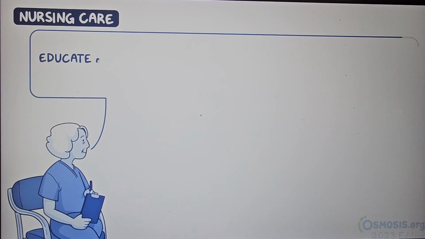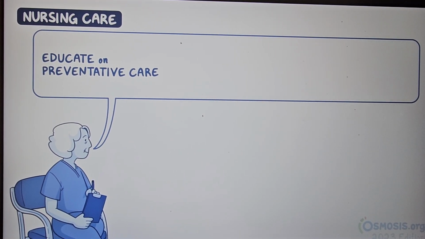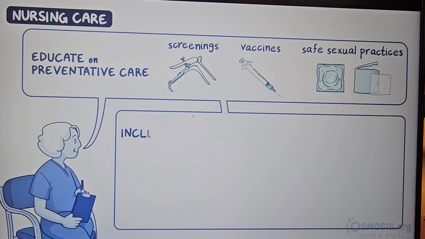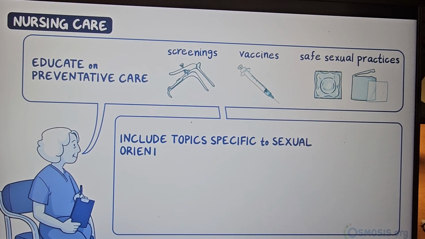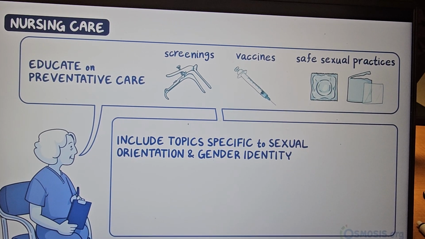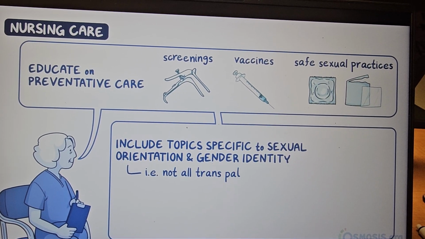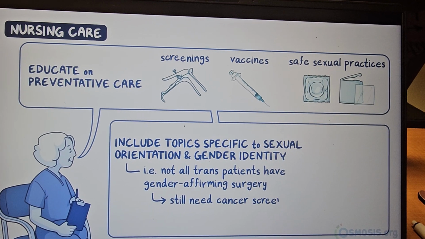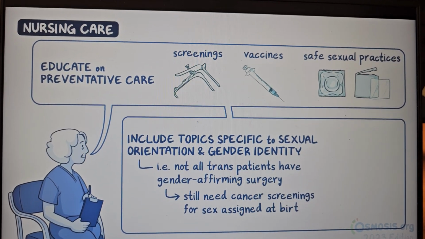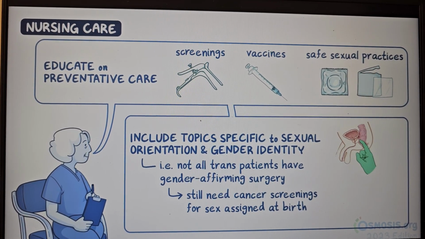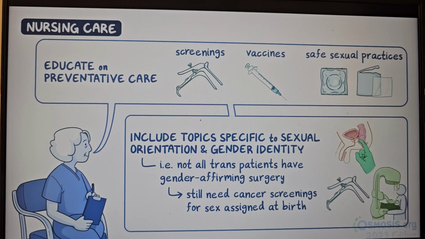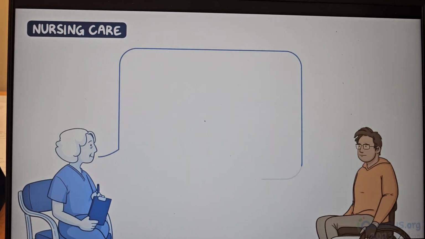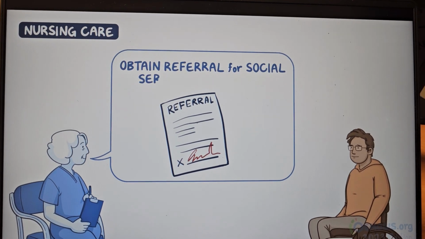Now, you'll also educate your patient on preventative care regarding screenings, vaccines, and safe sexual practices. Be sure to include topics that are specific to their sexual orientation and gender identity. For example, not all patients who are transgender have gender-affirming surgery, so your patient may still need cancer screenings recommended for their sex assigned at birth, such as regular prostate exams, pap smears, and mammograms. Finally, remember to obtain a referral for social services as needed.